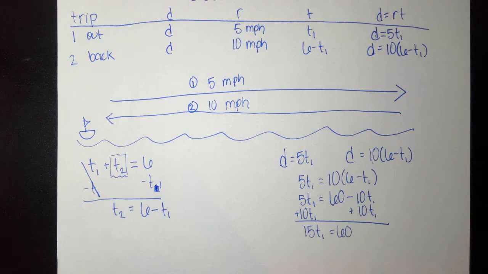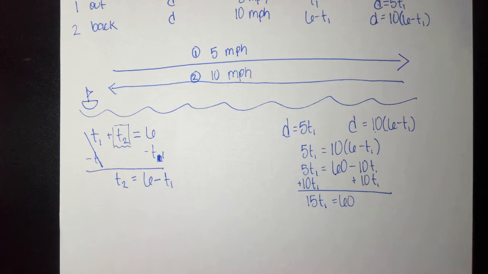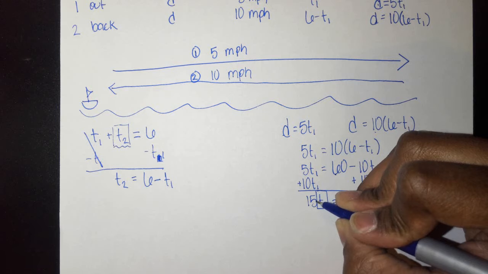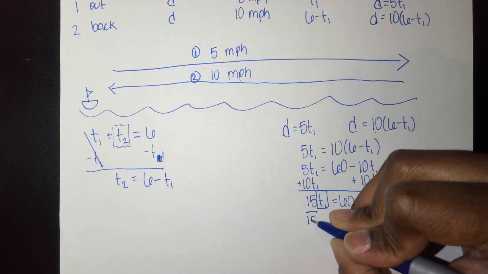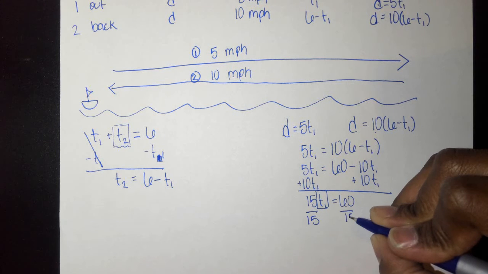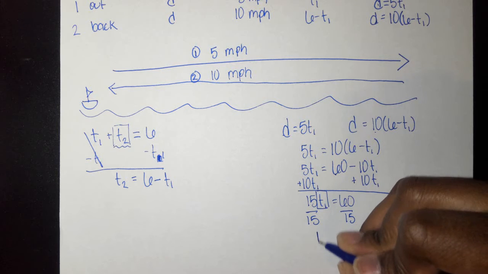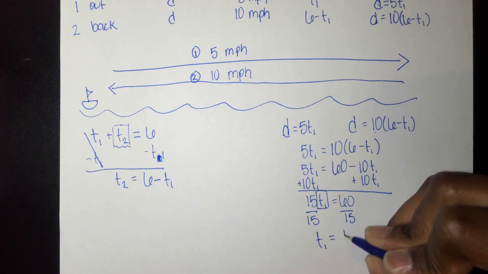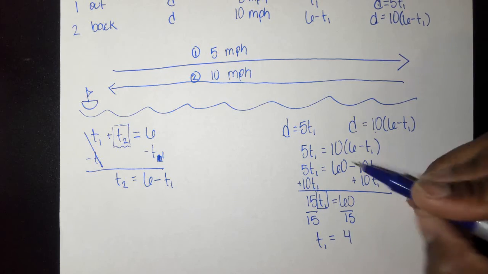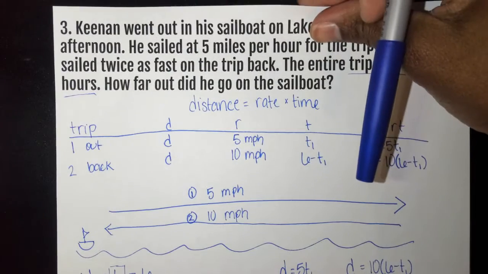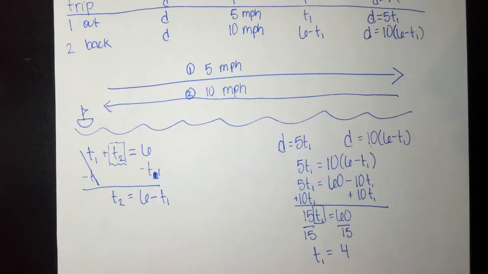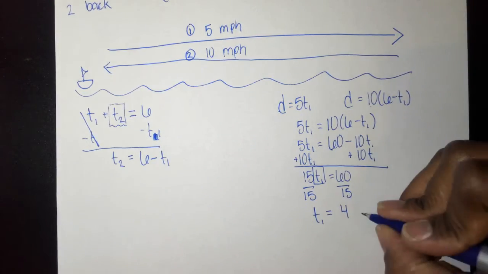In order to get the time by itself, I need to do the opposite of what is happening with 15. In this case, I'm multiplying, so I need to divide. Divide on both sides. I end up with time 1 is equal to 4. Now the time here was talking about hours, so that's 4 hours.